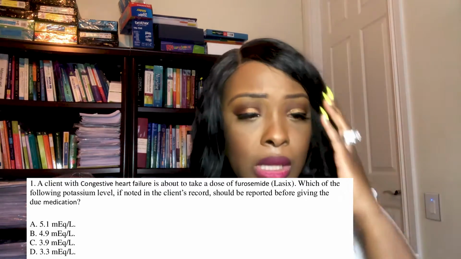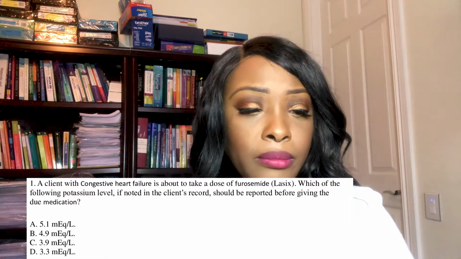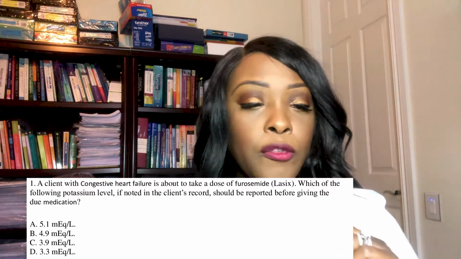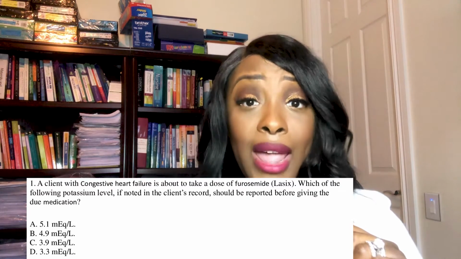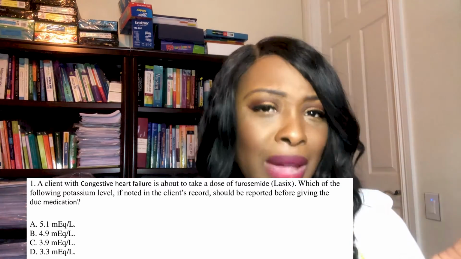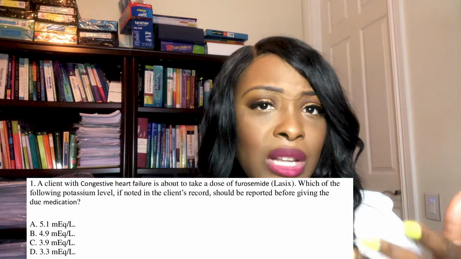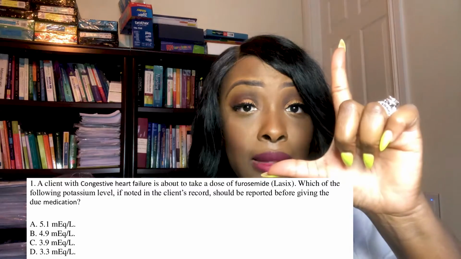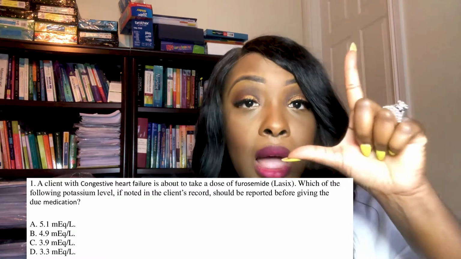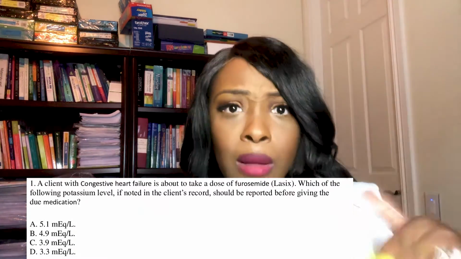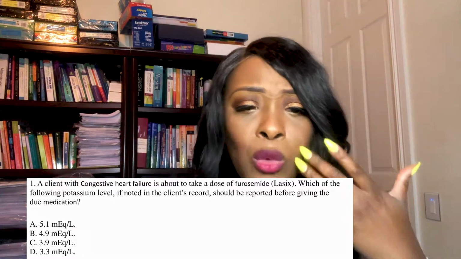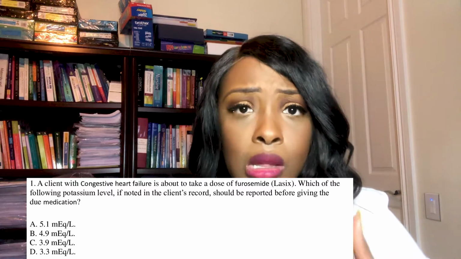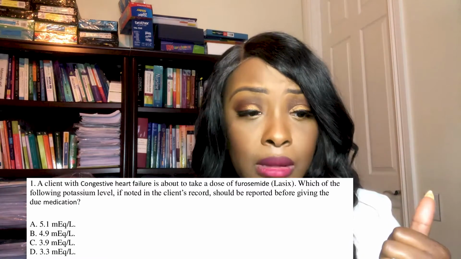Now let's look at these choices: 5.1, 4.9, and 3.9. Let's start with the first one, 5.1. That's high, right? But guess what? We expect it to be high. That's why we're giving the patient the diuretic. We want them to get rid of the fluid, and the L in Lasix is going to make them lose potassium, so it's going to bring the potassium down. So we're not going to call the doctor or hold the med. We know the Lasix is going to do its job and bring down that potassium.